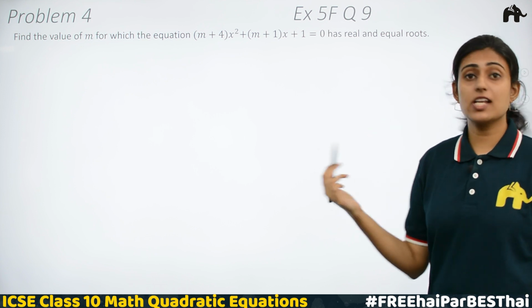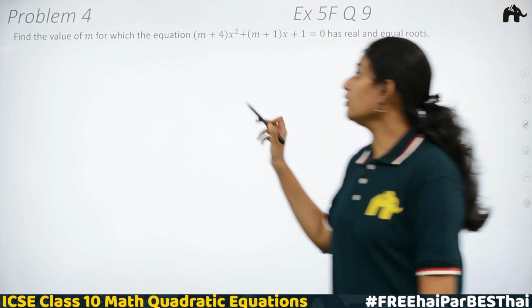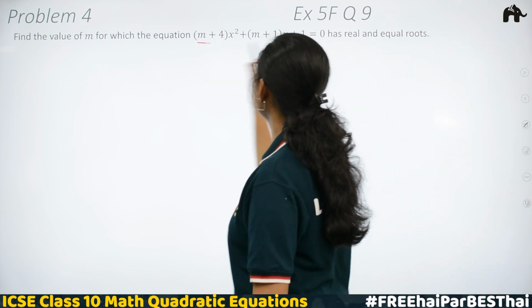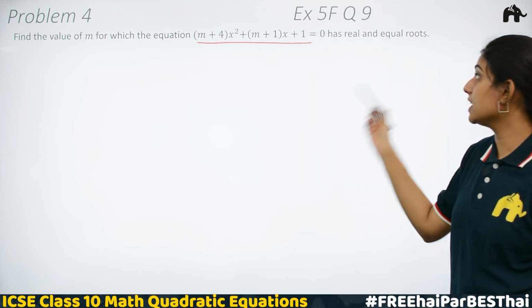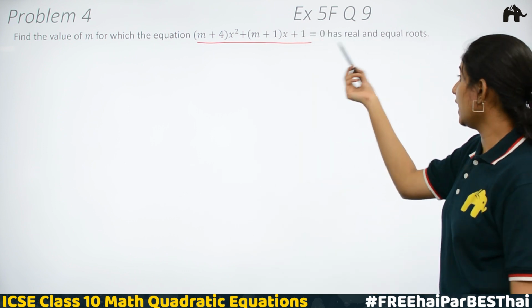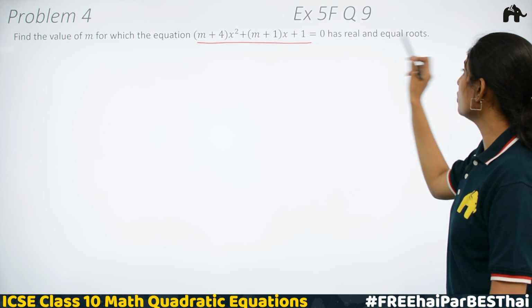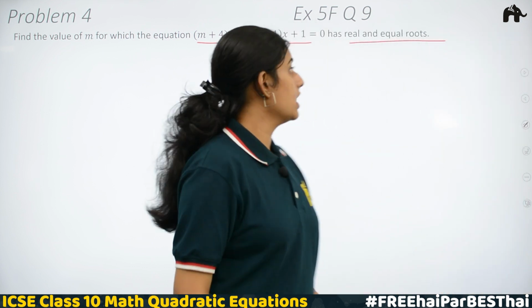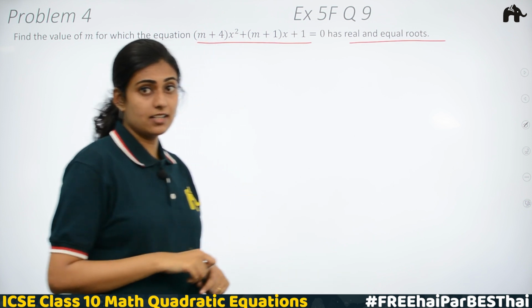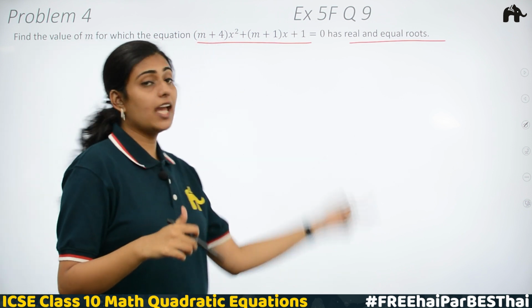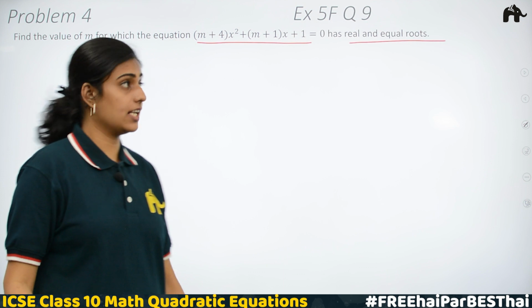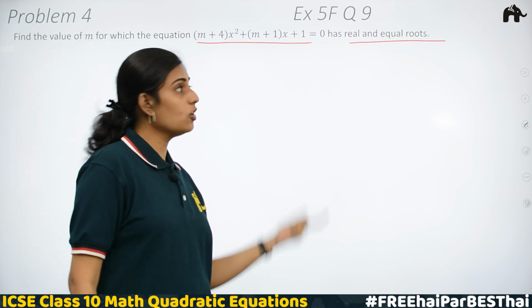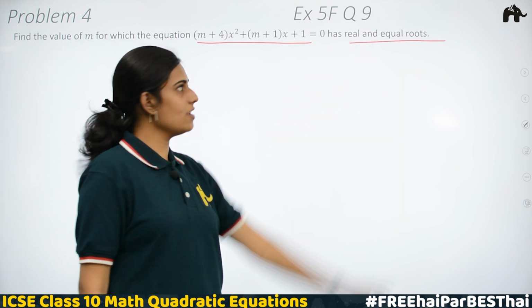Question number 9 of exercise 5F. Find the value of m for which the equation (m + 4)x² + (m + 1)x + 1 = 0 has real and equal roots. When do we get real and equal roots? Remember the table we have studied, how discriminant and nature of roots are related. When discriminant is equal to 0, we get real and equal roots.